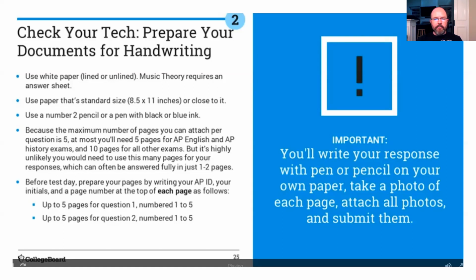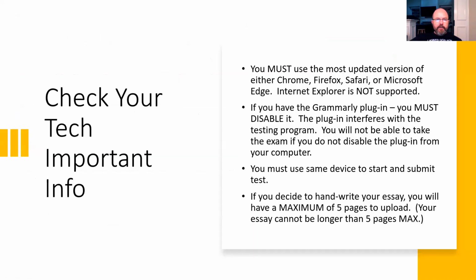For question 1, number it 1 through 5. Question 2, number it 1 through 5. Have 10 pages in front of you just in case, so you can fill them up and have them ready to go if you're writing it. You'll write your response with pen or pencil on your own paper, take a photo of each page, attach all photos, and submit them. Check your tech.